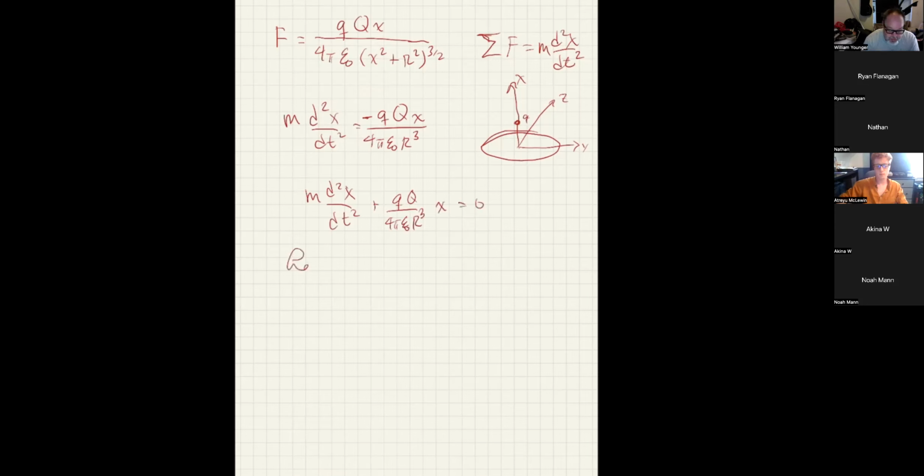If you assume x equals a e to the rho t, then x dot would be rho a e to the rho t, and x double dot, and dots, by the way, just mean derivative with respect to time, is rho squared a e to the rho t. So you can plug all this back in and you'll get m times rho squared x plus q over 4 pi epsilon naught r cubed times x is equal to 0. But this has to be true at all times. Notice I just substituted the derivative in terms of the original x function.